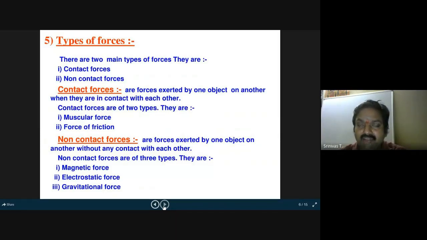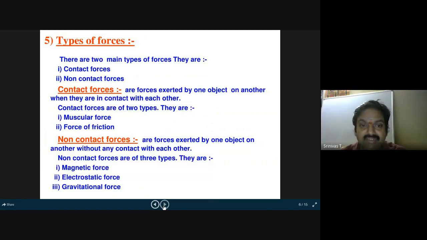So we might have experienced so many instances wherein sometimes we apply force, we will be in contact with the force, and sometimes we will not be in contact with the force. So what are the forces that are in contact? Forces exerted by an object and another object are in contact, like muscular force and force of friction are the best examples.